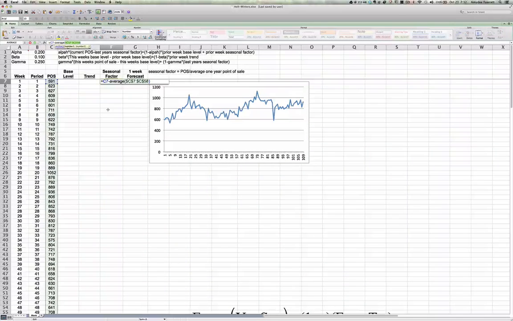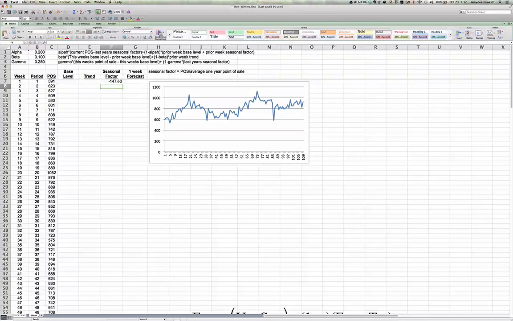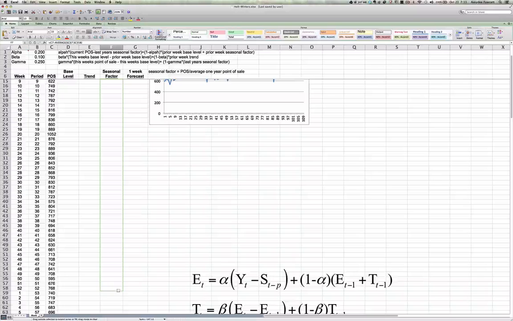Notice that I locked in the cell reference to the average of the first year worth of sales data. I'm doing that because I'm going to drag down this formula throughout the first year of data. So right now you see that the point of sale for week 1, for example, was 591. That is 147 units less than the average demand level over the course of the first year. So this is my seeding seasonal factor for week 1. And again, as I've just said, I'm going to drag down this formula for the remainder of year 1.